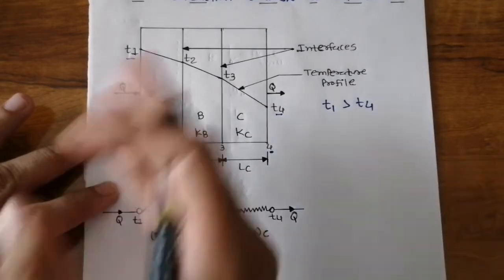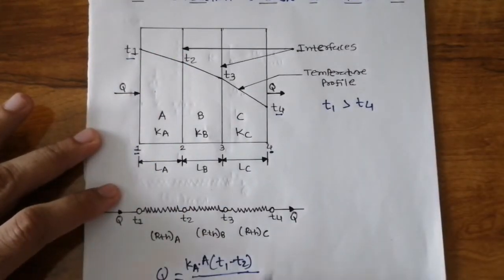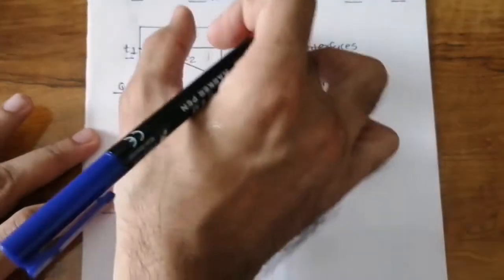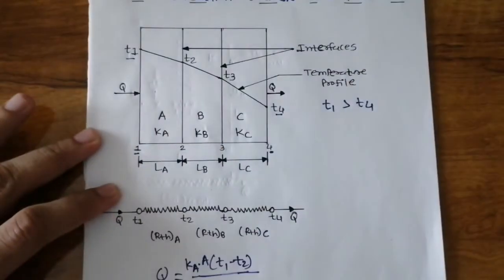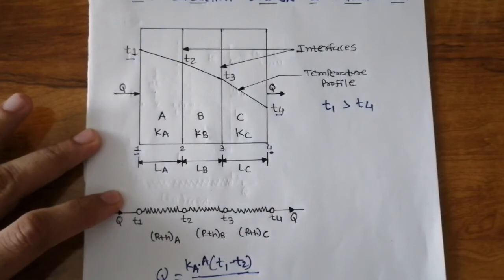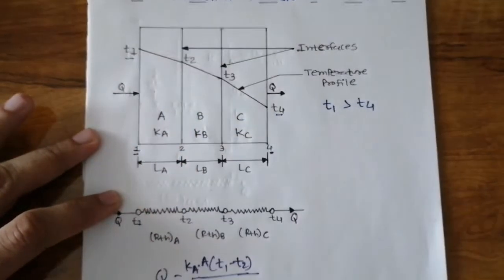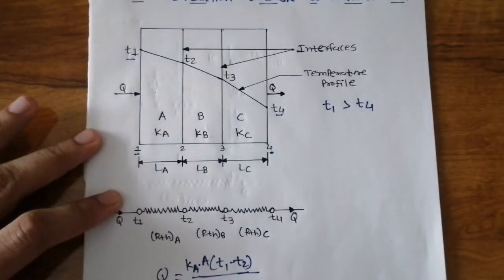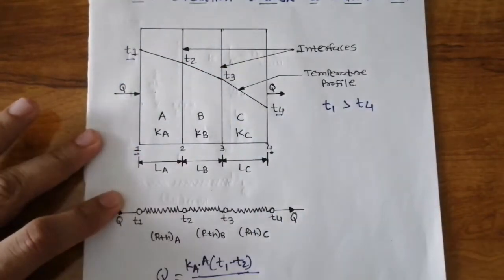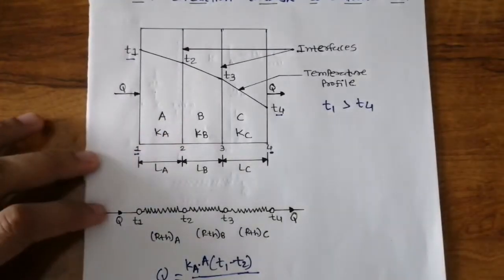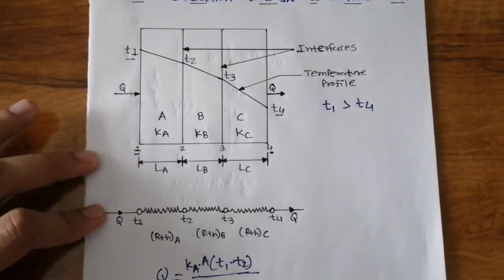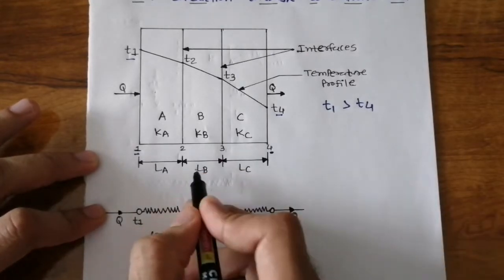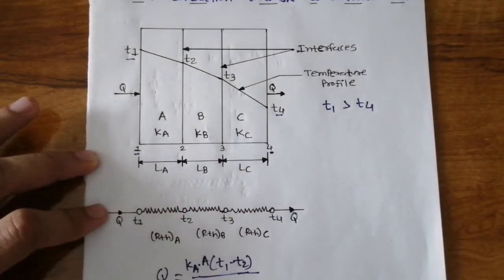In a similar way, layer B will be considered. First we considered only layer A, now layer B. So what will be our equation for layer B? Q is equal to the rate of heat transfer per unit time for layer B, and the temperature difference is T2 minus T3. The thermal conductivity of layer B is Kb, so we write Kb into area, and the thickness of layer B is Lb.